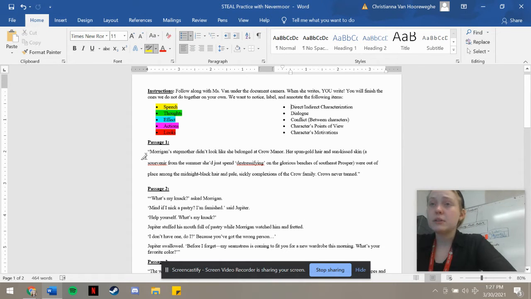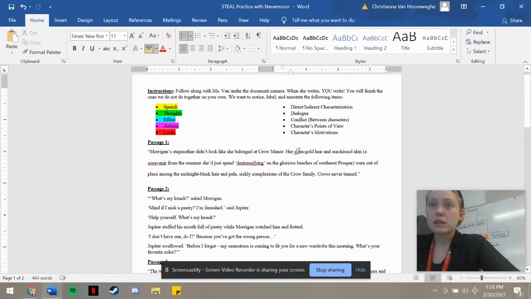Oregon's stepmother didn't look like she belonged at Crow's Manor. Her spun gold hair and sun-kissed skin, a souvenir from the summer she'd just spent de-stressifying on the glorious beaches of Southeast Prosper, were out of place among the midnight black hair and pale, sickly complexions of the Crow family. Crows never tanned.